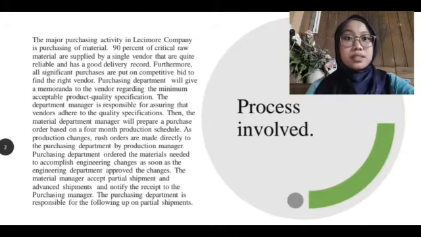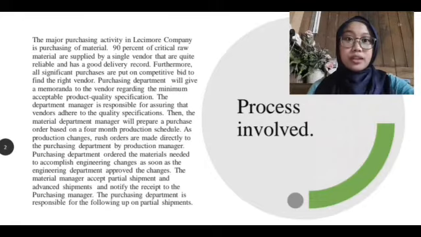Purchasing departments will give a memoranda to the vendor regarding the minimum acceptable product quality specification. The department manager is responsible for assuring that vendors adhere to the quality specification. Then, the material department manager will prepare a purchase order based on a 4-month production schedule. As production changes, rush orders are made directly to the purchasing department by the production manager.